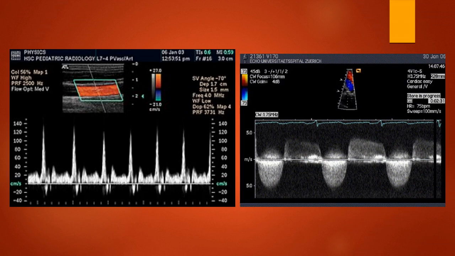Left-hand side, nice spectral analysis there. Sound like such a nerd. But we have our pulse wave Doppler, and then on the right-hand side, that's going to be our continuous wave Doppler. So you can see it kind of occurring both at the same time, whereas the pulse wave Doppler is taking those averages and giving us one nice visualization.